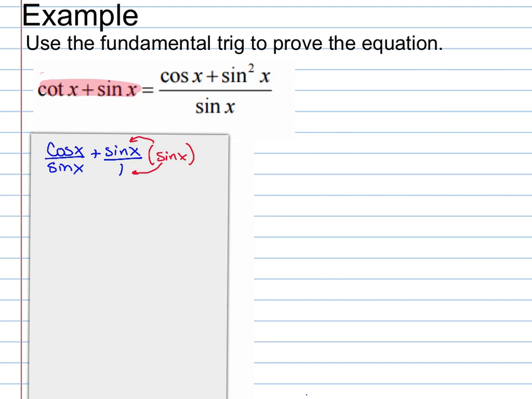And now I'm going to have sine of x on the bottom. And on the top, I'm going to have cosine of x plus sine squared x. And literally that's what I have for the left side. So it works out and it checks out.